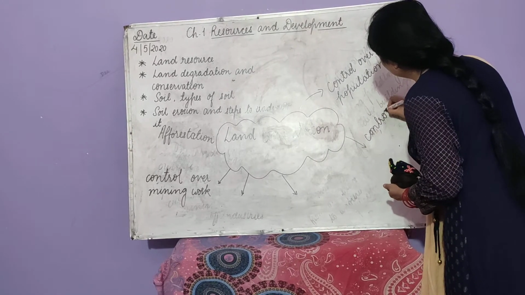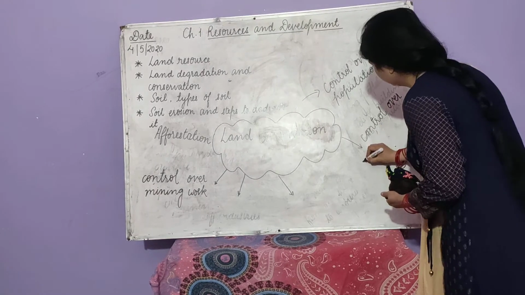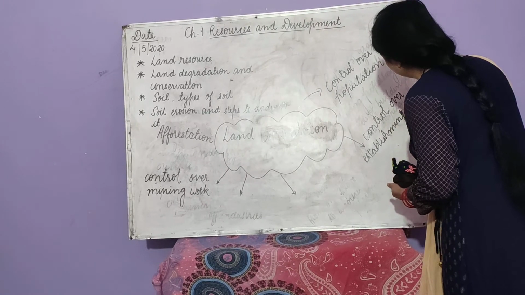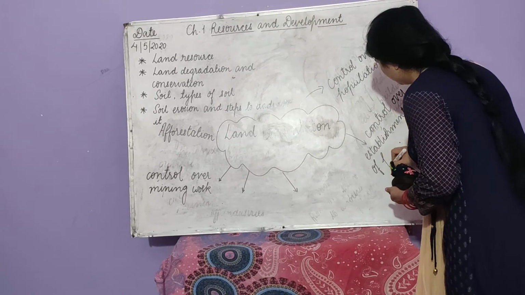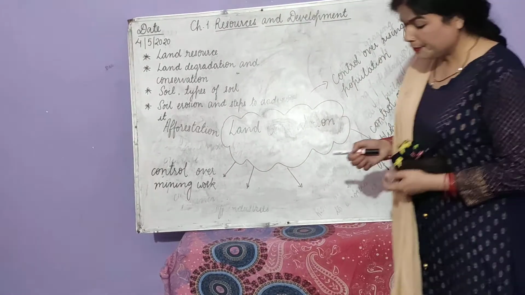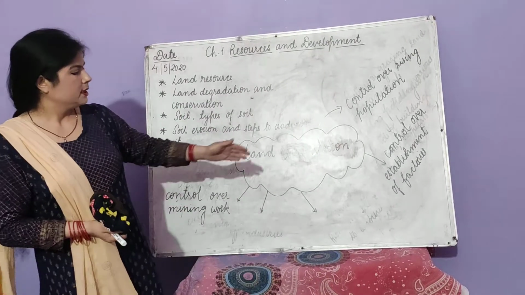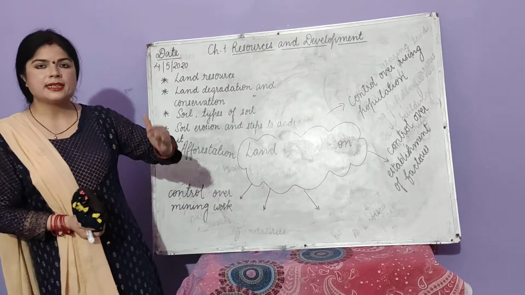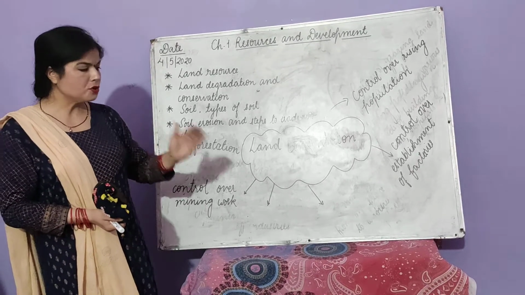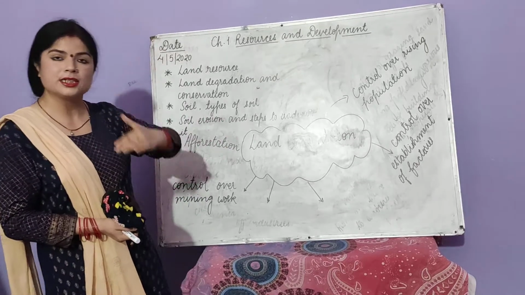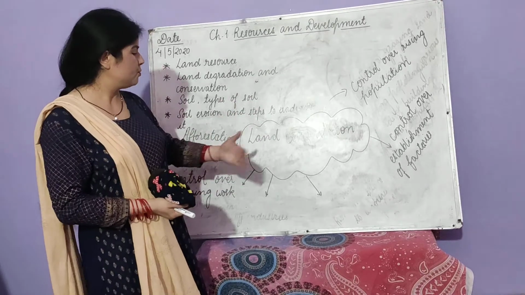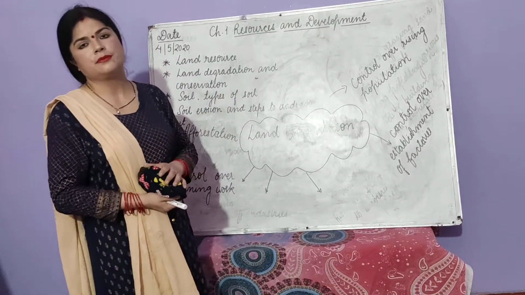Control over the establishment of factories. Factories or industries should be established in controlled numbers. It should not go on in the society that factories or industries are established in large numbers, because really it also leads to the problem of land degradation.